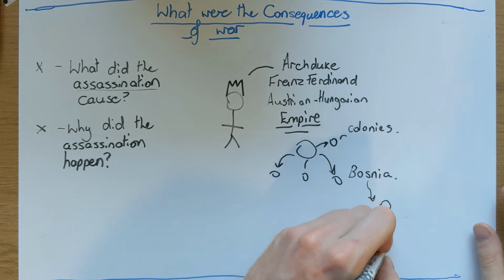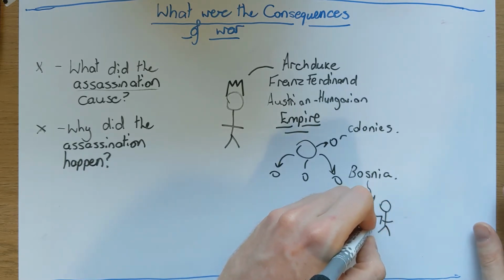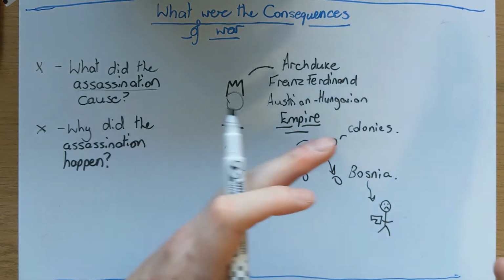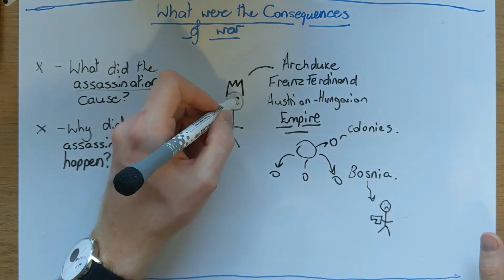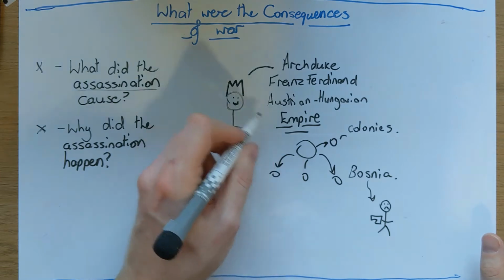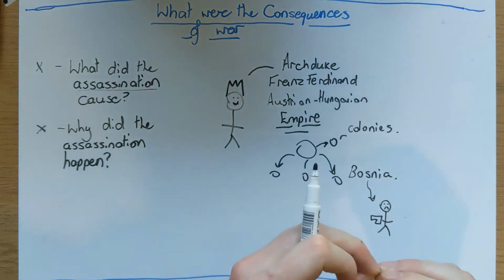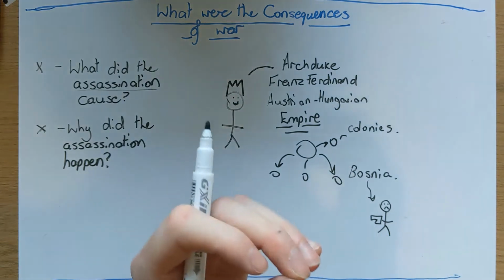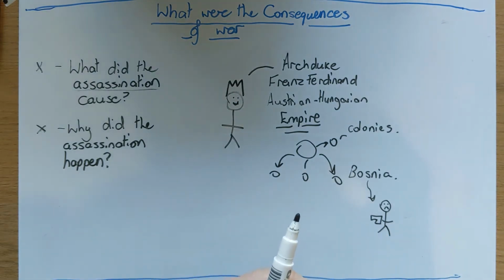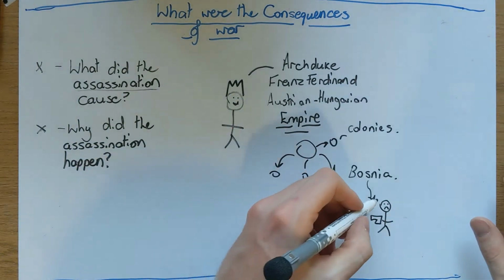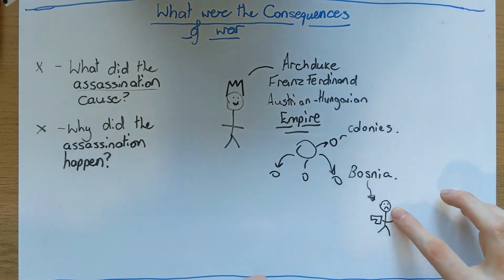And a man from Bosnia was not happy. He did not like Franz Ferdinand and the Austrian-Hungarian Empire controlling his place. He did not like being told what to do, not respected, and not being treated fairly in his own country. So he was really, really angry.